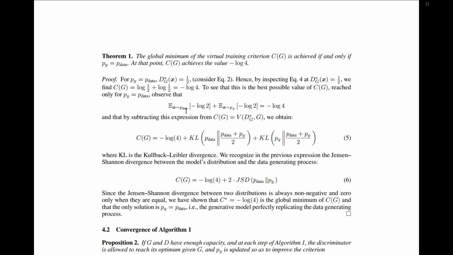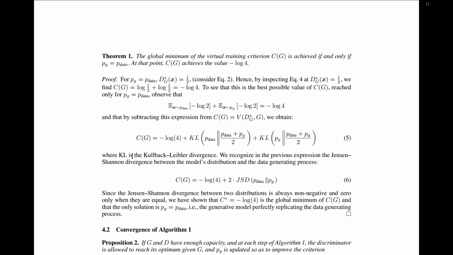And so clearly we see that at the points where we have our global minimum, C of G achieves the value of negative log 4, because log of a half plus the log of a half equals the negative log of 4. Since log of a half is log of 2 to the negative 1, and log of 2 to the negative 1 is negative log of 2. So that's what we have here. And then we also have this negative log of 2, which gives us this plus this, now gives us negative log 4.